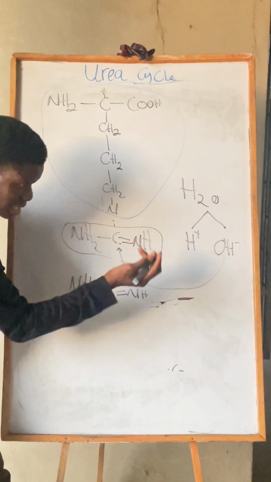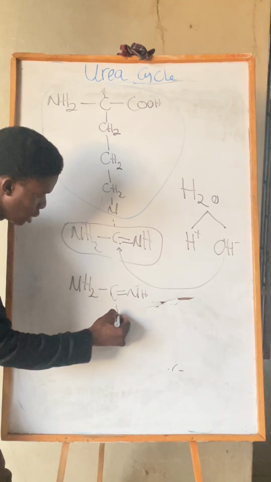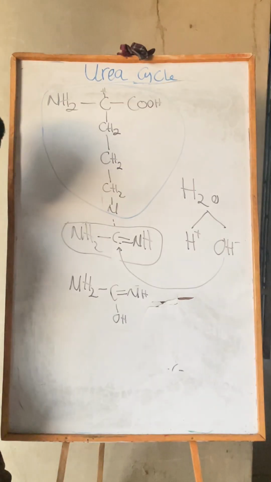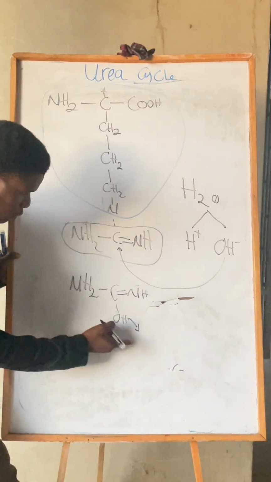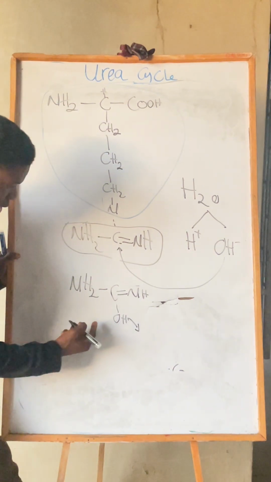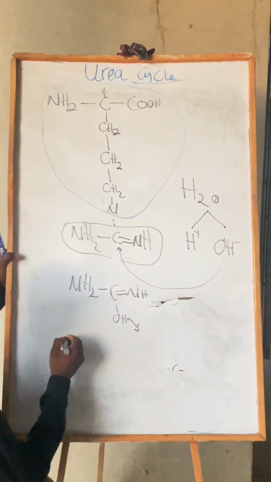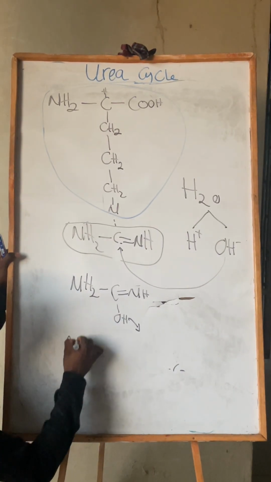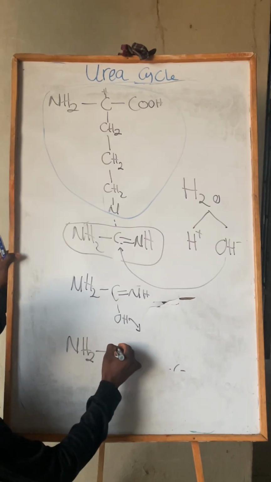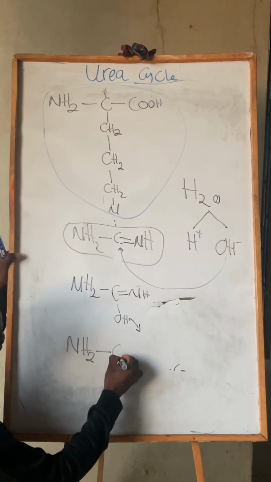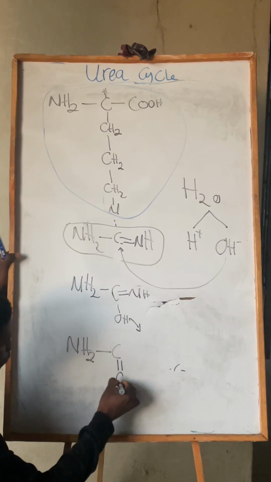Okay, the next thing for you to do is what? Put an OH here. Okay, then you remove the H, that is, you deprotonate. So when you remove the H, what will happen? A double bond will be formed here. So we have NH2, if we have a double bond here.